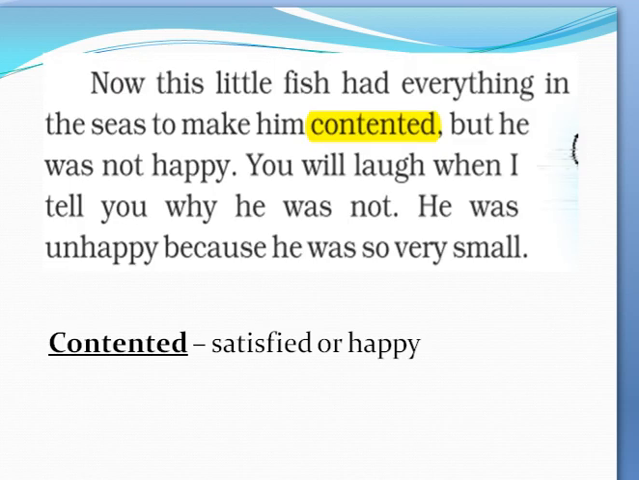Now let us move on to the next paragraph. Now this little fish had everything in the seas to make him contented. So this is the word which is colored in yellow and it's a bit tougher for you. Contented means if you are satisfied, if you are happy, that means you are contented. Here the little fish had everything to be contented, means to be satisfied, to be happy, but he was not happy, and we know the reasons why, right? Now let us move on to the next paragraph.